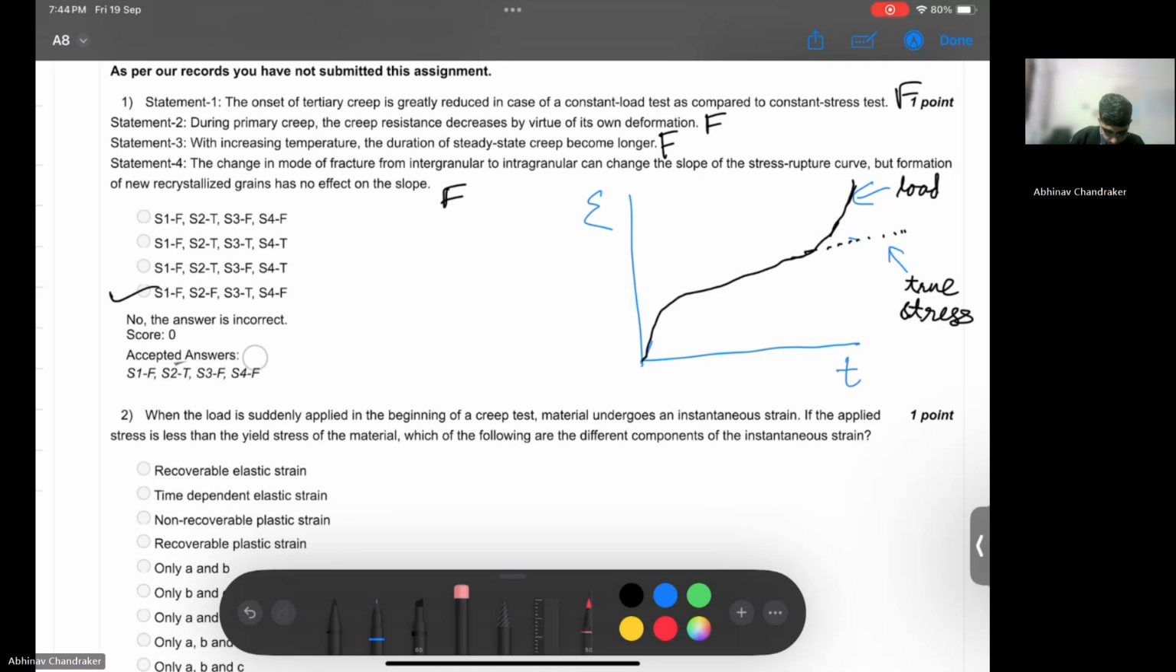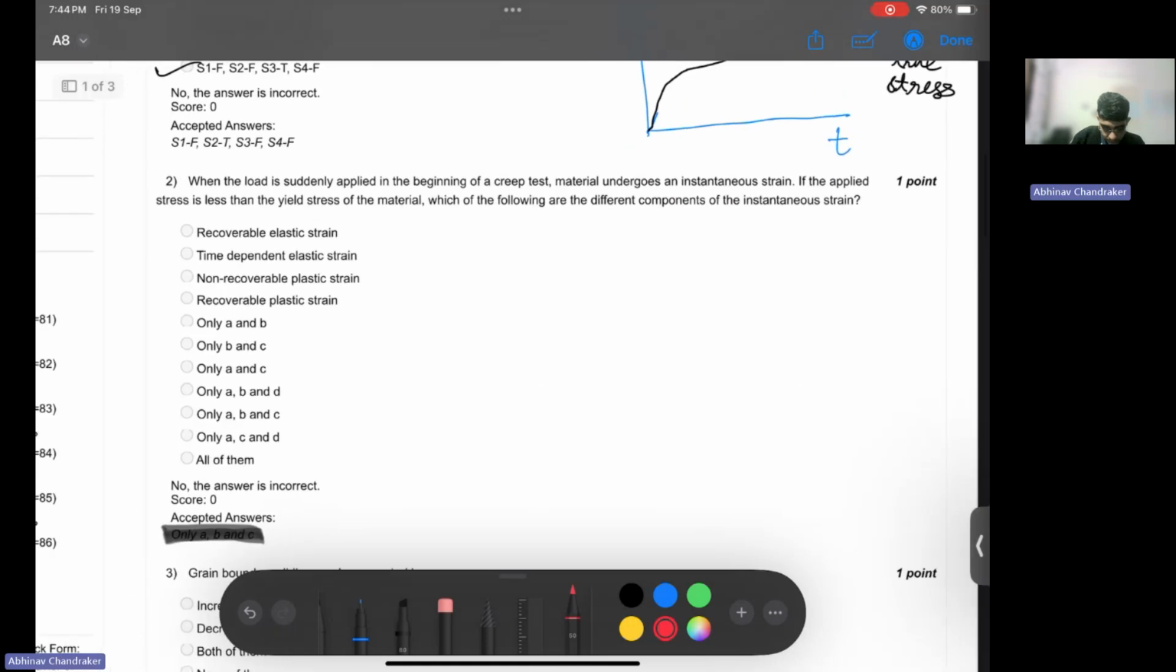But here it says the second statement is true, and I didn't understand the second one well. I tried to think more on it. I don't know why it should be true or what this will mean. Creep resistance decrease. Let me just mark it. Let's go to the next question.